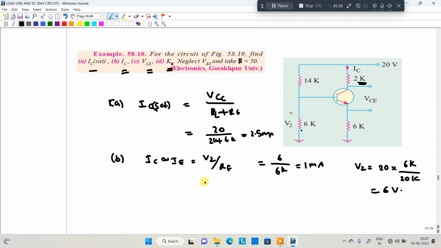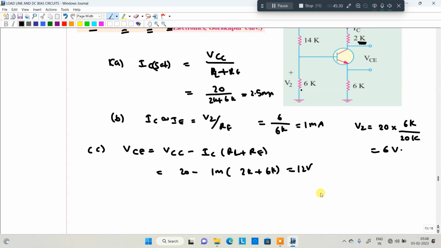Okay, fine. Next, third point, VCE is equal to VCC minus IC into RL plus RE. These two combined. So VCC is 20 minus IC, which is 1 milliampere, times RL 2k plus 6k, that will be equivalent to 12 volt.